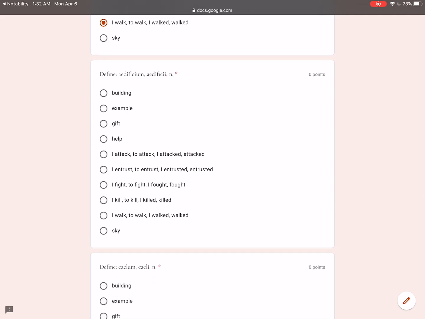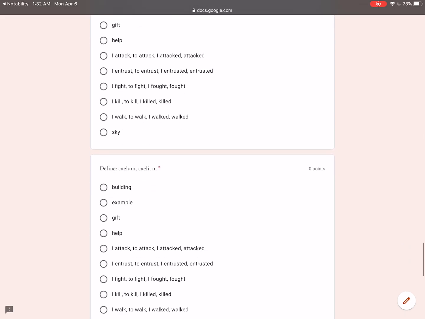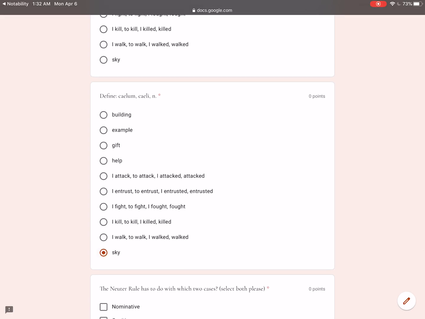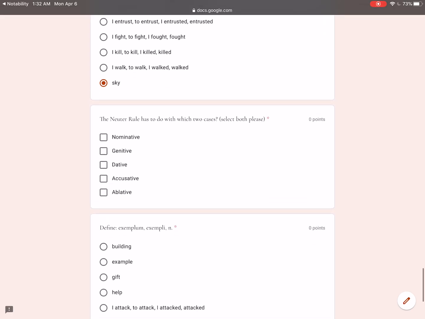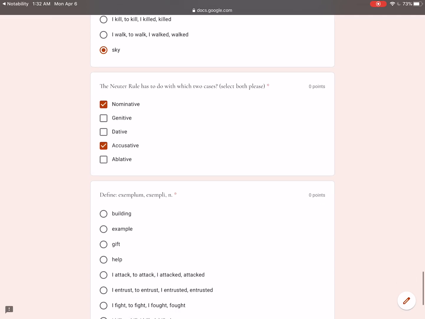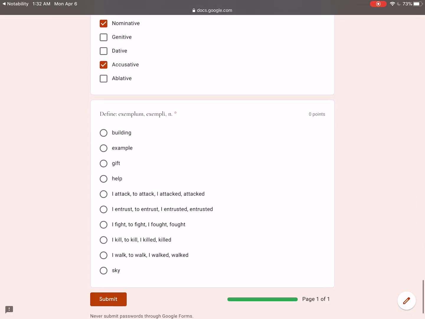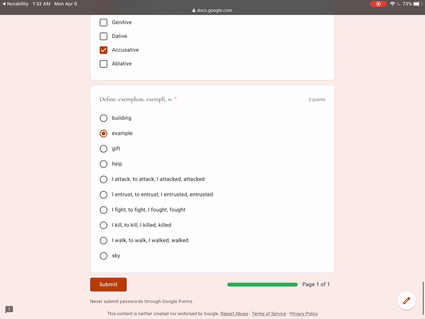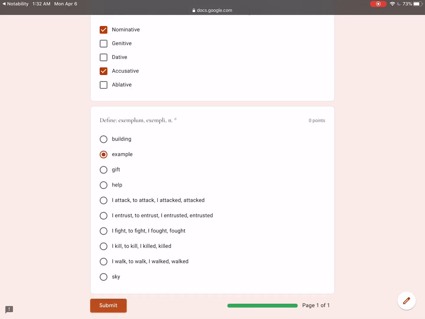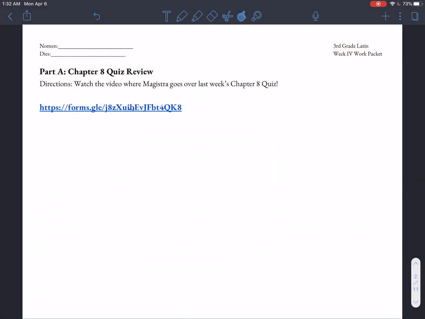Okay, aedificium, aedificii is building. Caelum, caeli is sky. Okay, the neuter rule has to do with which two cases, all right? And the neuter rule, remember, has to do with the nominative and the accusative cases. Okay, exemplum is example, okay? And that was the quiz. Let's submit it. Just kidding. Okay, so let's go back.